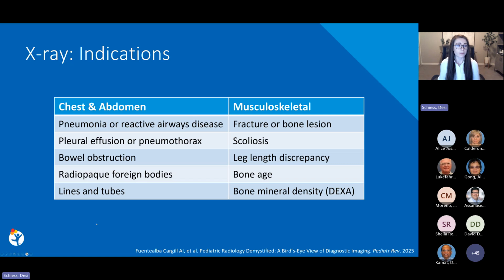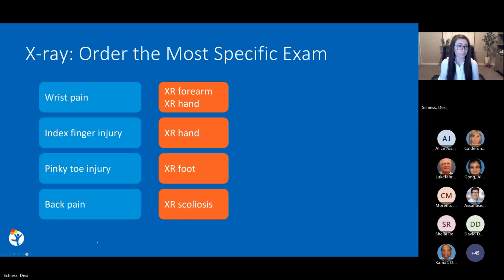X-ray is frequently used as first-line imaging for various pediatric conditions, especially for things like pneumonia, bowel obstruction, and fractures. Note that constipation is not on this list, as X-rays are not routinely recommended for diagnosis or management.